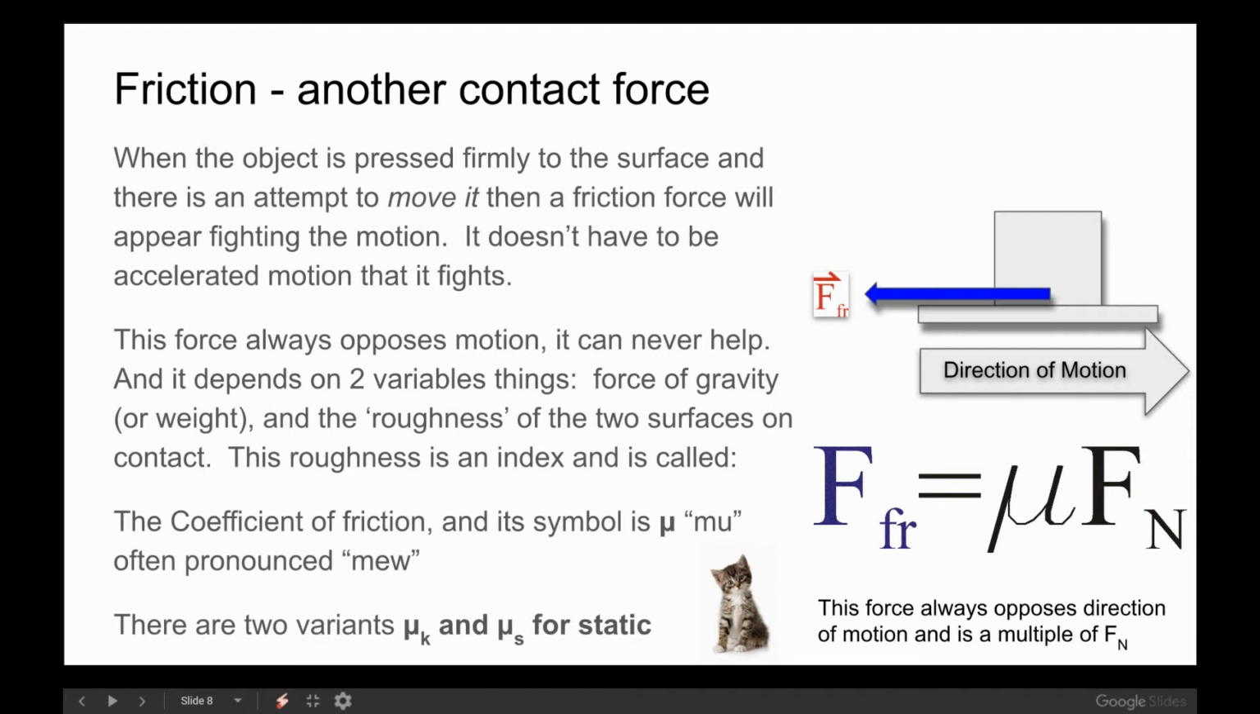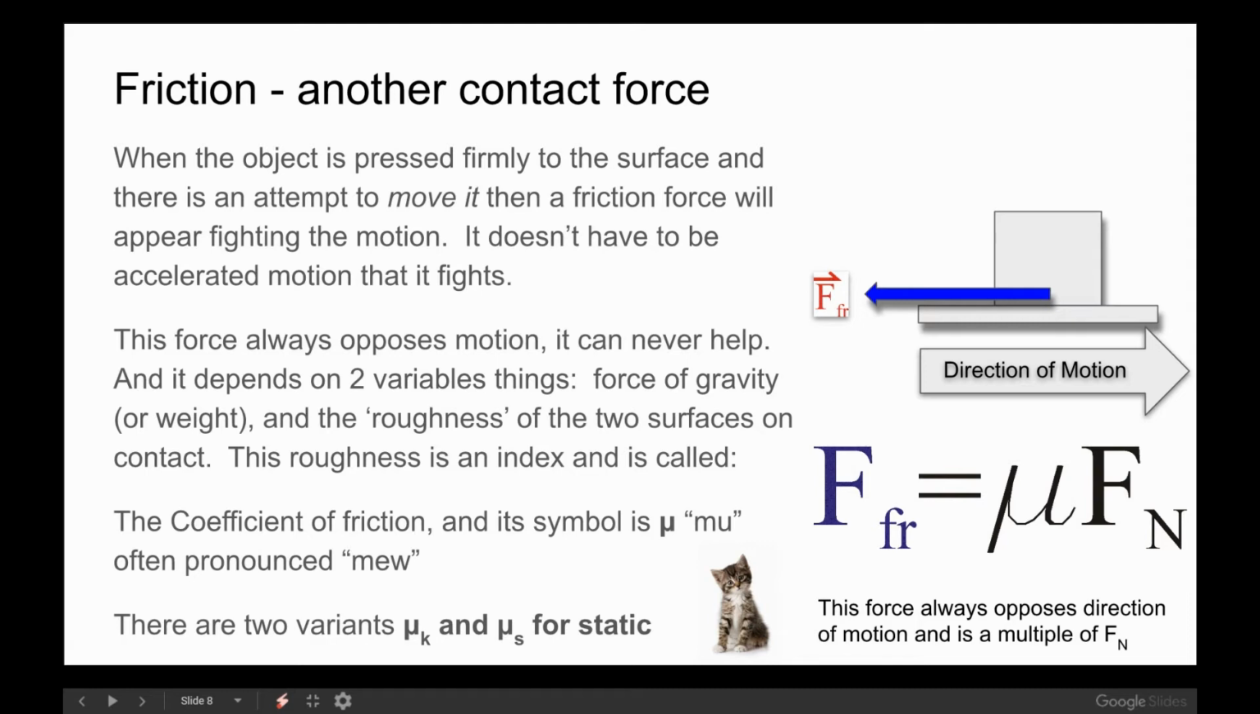So there'll always be a force of friction opposing movement. Now we can use that word instead of insisting it be acceleration. This force will always oppose motion. It can never help motion, and it depends on only two things: the force of gravity or weight and the roughness of the two surfaces in contact.